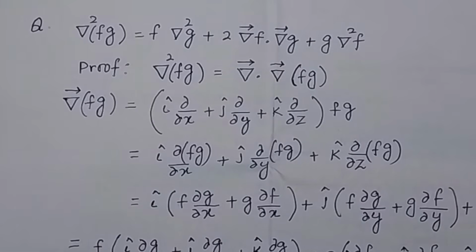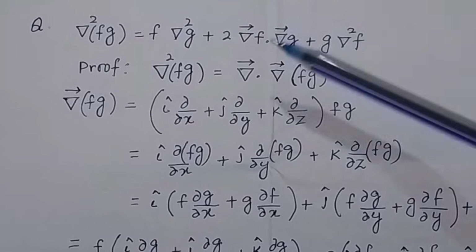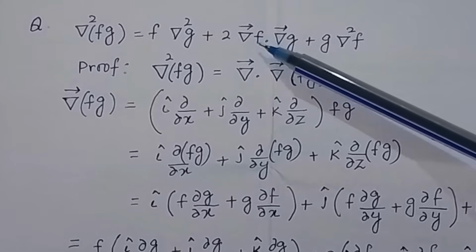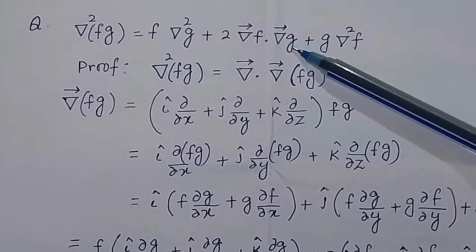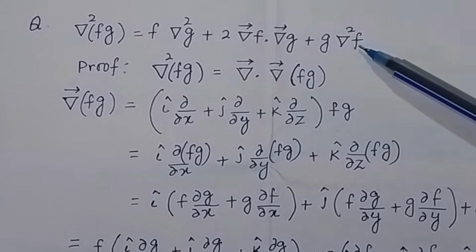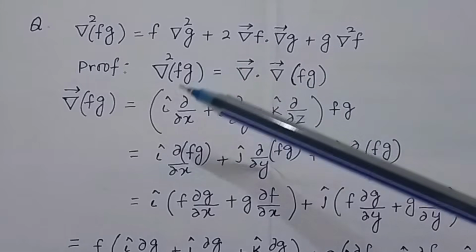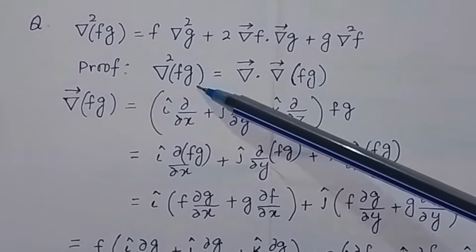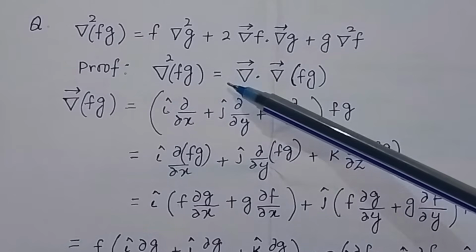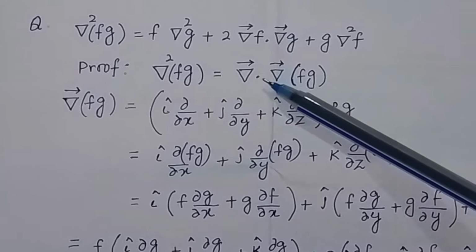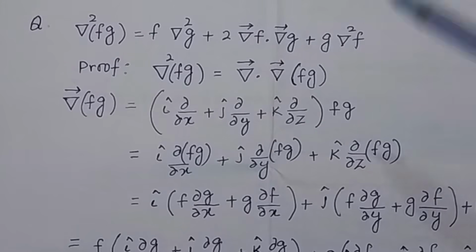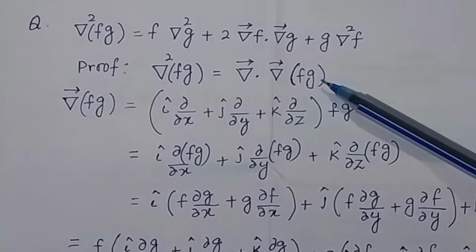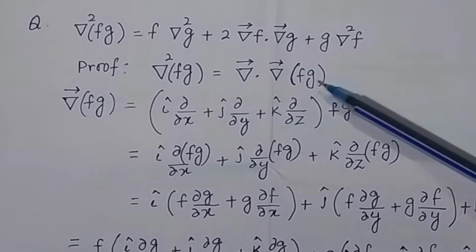Let us prove the vector identity: Laplacian of fg equals f Laplacian g plus 2 gradient f dot gradient g plus g Laplacian f. To prove this, we first have to find out what Laplacian fg is. Laplacian fg can be written in terms of the del operator as del dot del of fg.